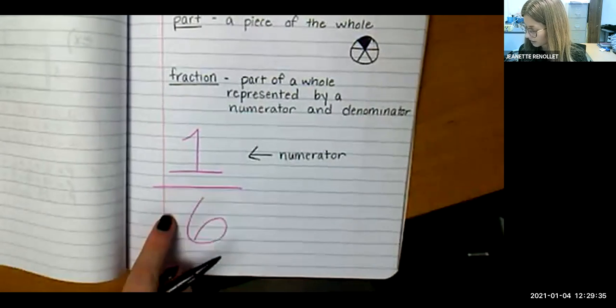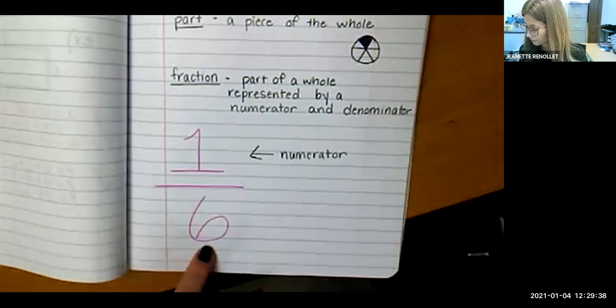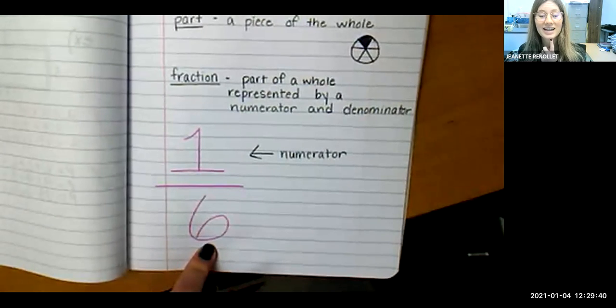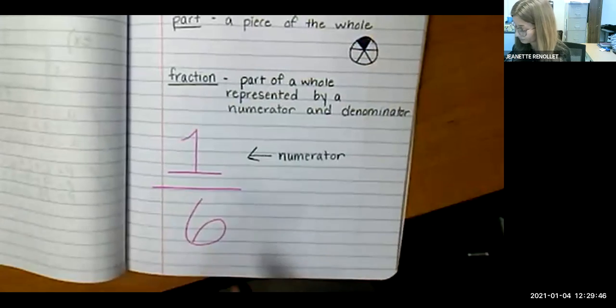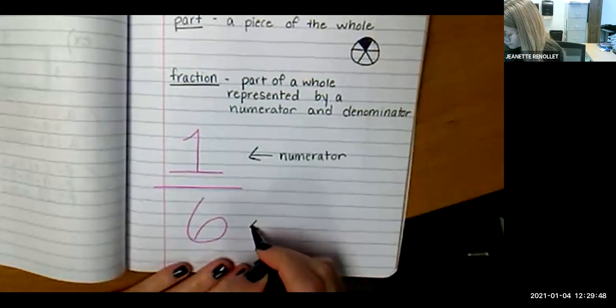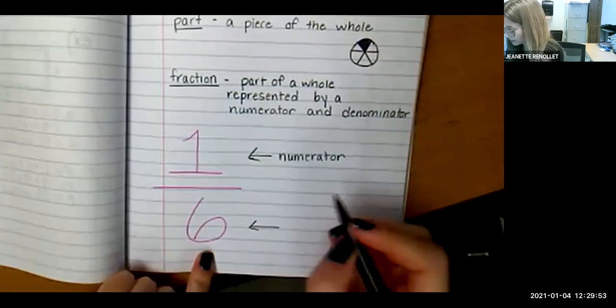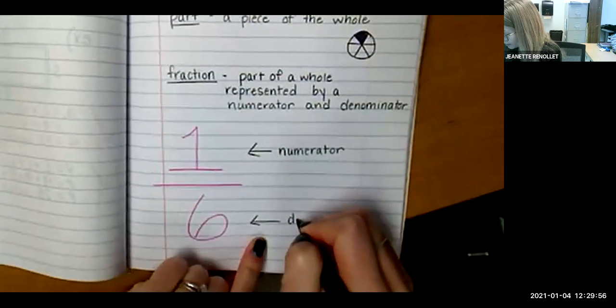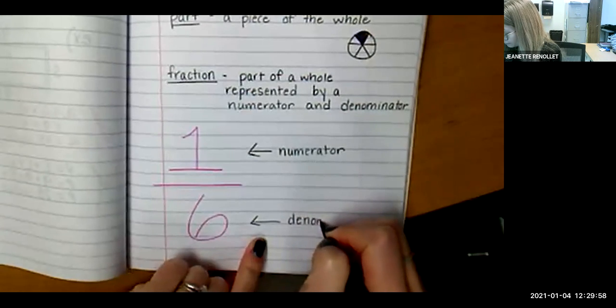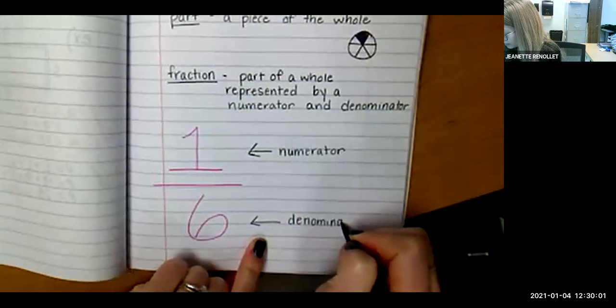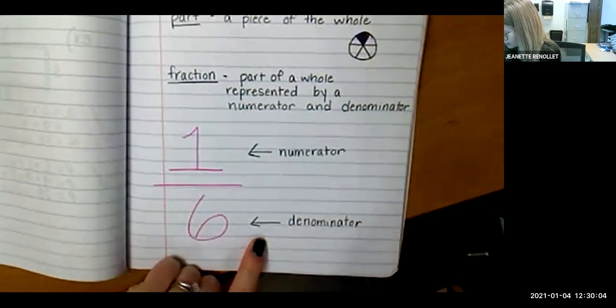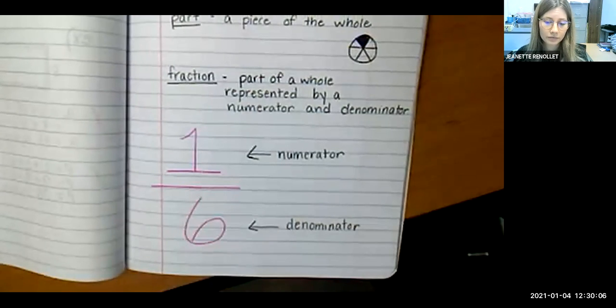The bottom number in a fraction is called the denominator. Can you say that? Denominator. Good. I'm going to draw an arrow that points to the bottom number. We're going to label this one denominator. Denominator to me sounds like a scary monster in a movie. The denominator. Hopefully that makes you remember.